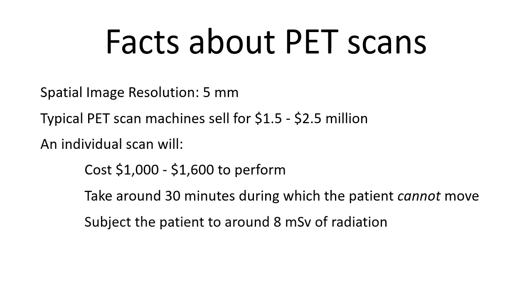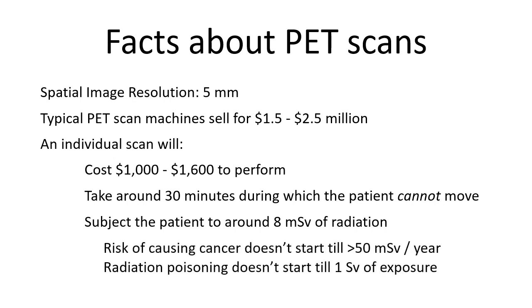And an individual PET scan will only subject a patient to around 8 millisieverts of radiation. Now, to put this into perspective, risk of causing cancer doesn't start until exposure reaches or exceeds around 50 millisieverts per year, and radiation poisoning doesn't start until you reach the single sievert levels of exposure.